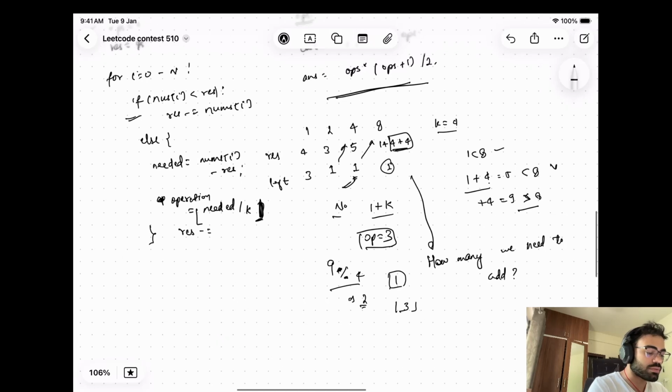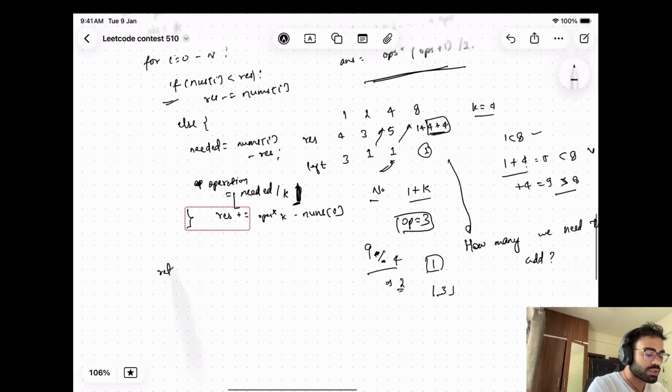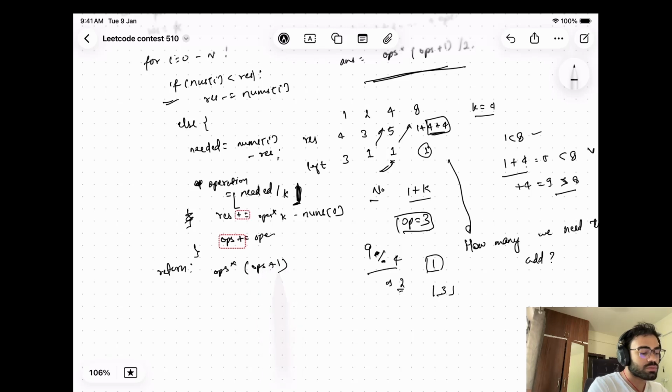And then we update our resources: resources plus equals the operations we did multiplied by k, and we subtract the current element. And in the end, we add it to the ops: ops plus equals operations. Here, what do we return? Ops into ops plus 1 by 2. So this is the OP solution.